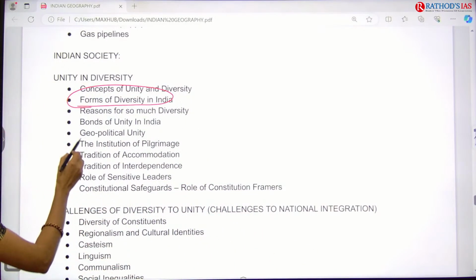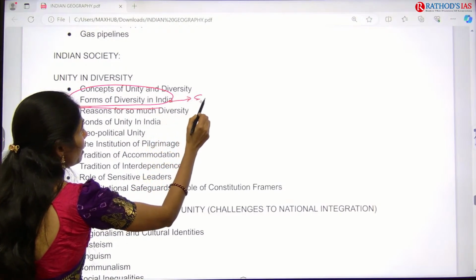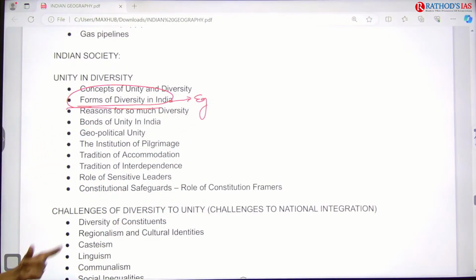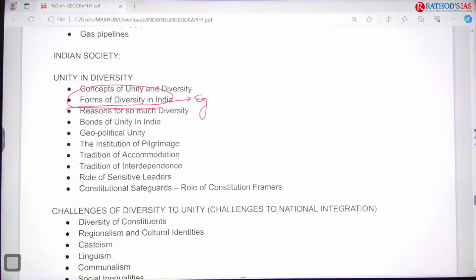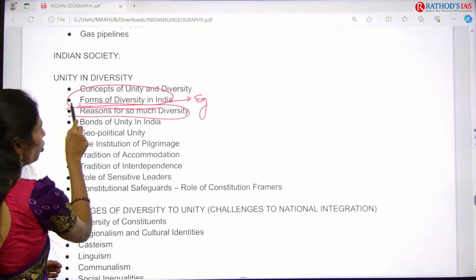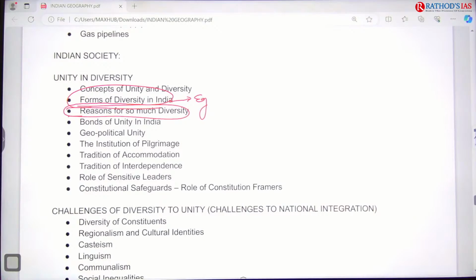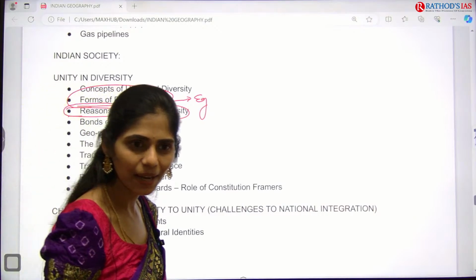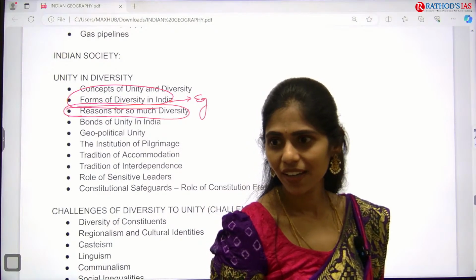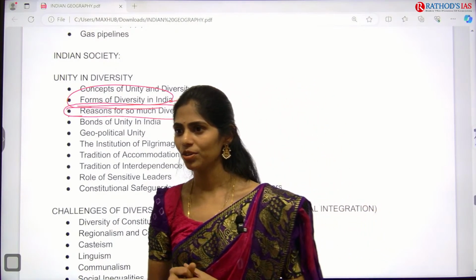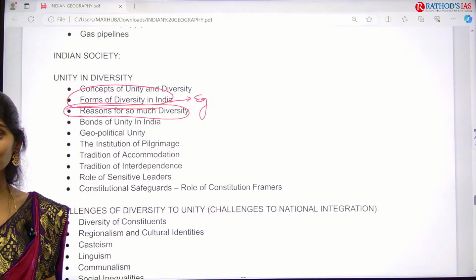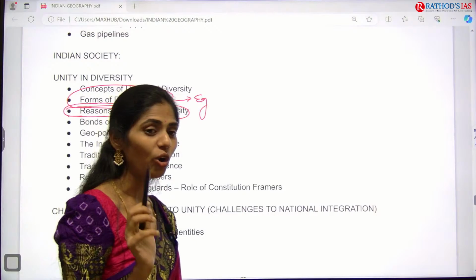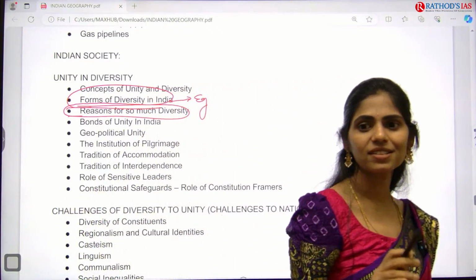So you have to know different forms of diversity with examples. This will be your main question, a 10 to 15 mark question. Already it had appeared in 2016, I guess. And the next one is you have to know what are the reasons for so much diversity. So at least tell me how many languages are there in India? I am not asking about scheduled languages, other regional languages also. Google it. Let me know tomorrow how many languages are present in India.